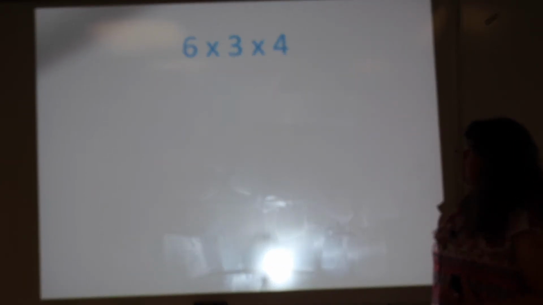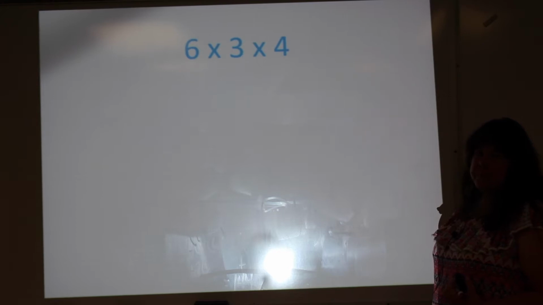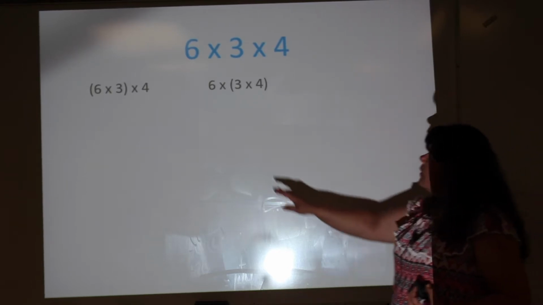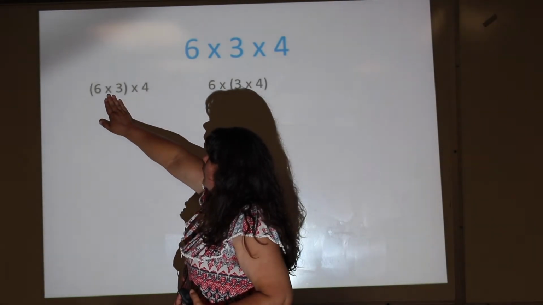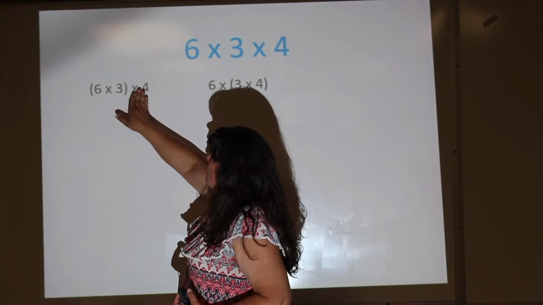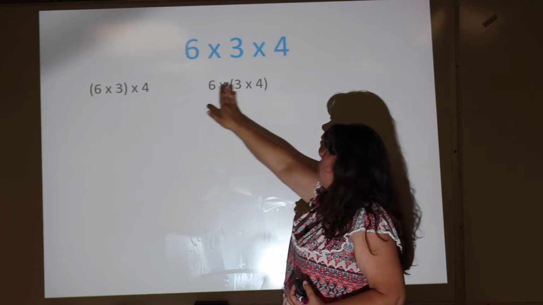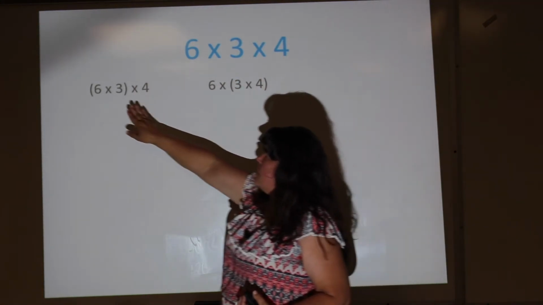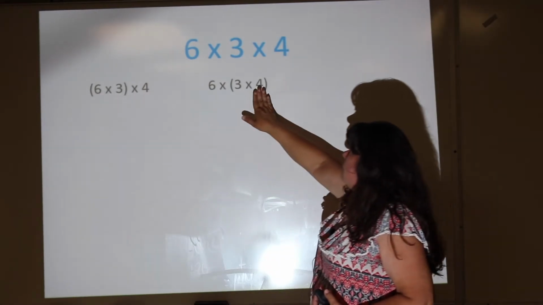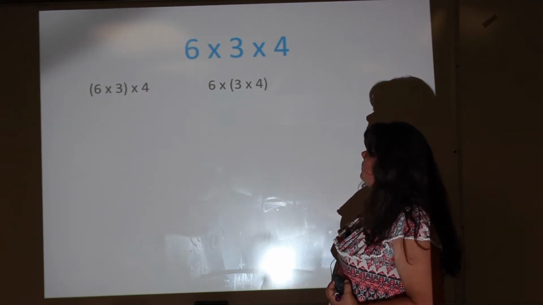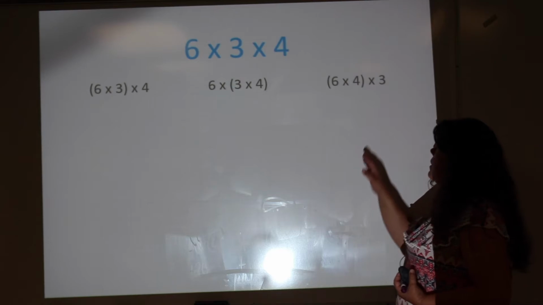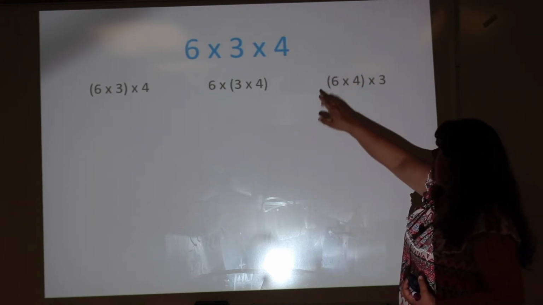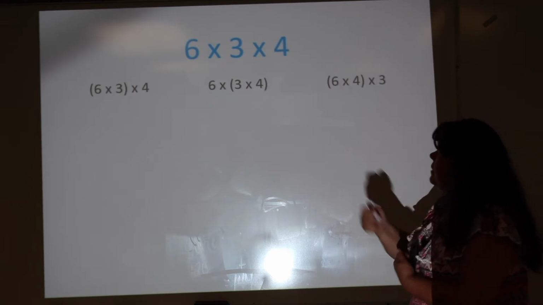So we have 6 times 3 times 4. We're multiplying the 6 times the 3 first, then we're going to multiply the 4. Over here is saying, no, we're going to put parentheses around the last 2. So either the first 2 or the last 2. And in this case, we had to move the 4 over so it could be here.